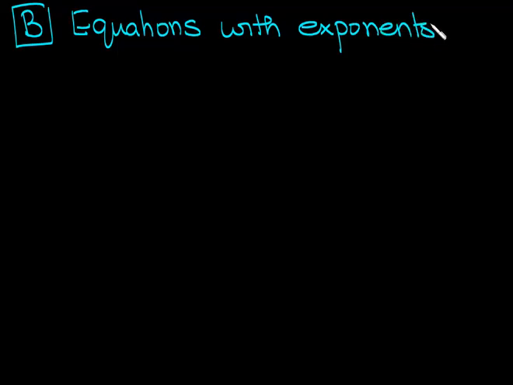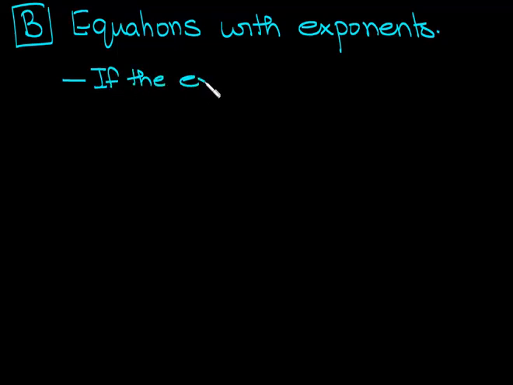So we're going to take a look at equations with exponents. Let me show you an example of that. Basically, before I show you an example, let's come up with a game plan. The first thing we want to do is, if we have a rational exponent, we want to raise it to the appropriate power to get rid of the rational exponent.